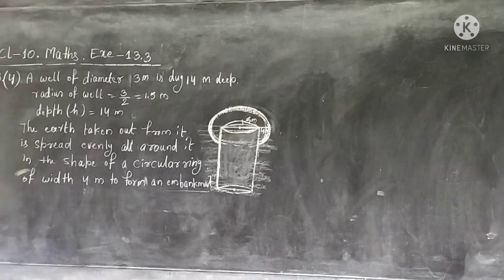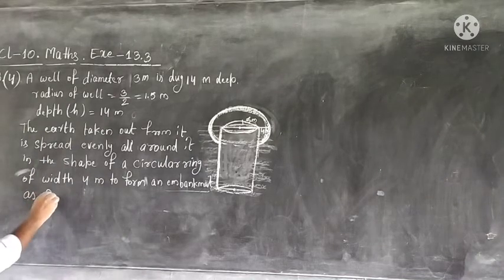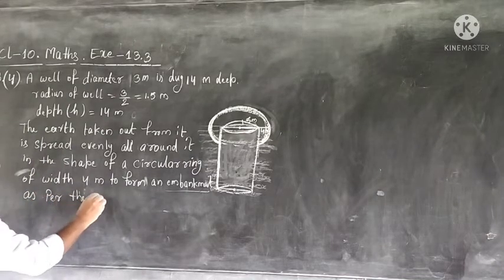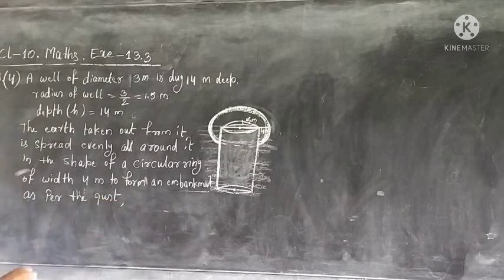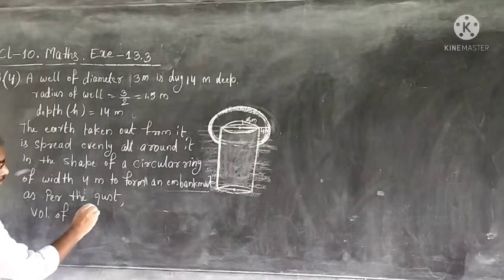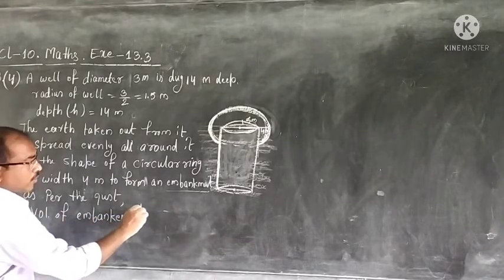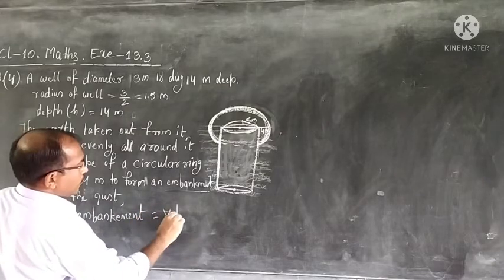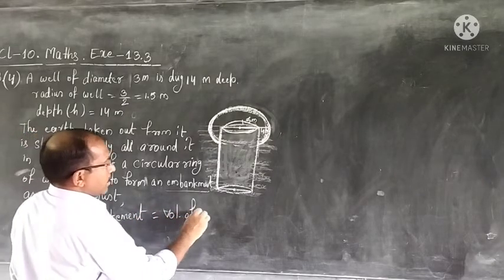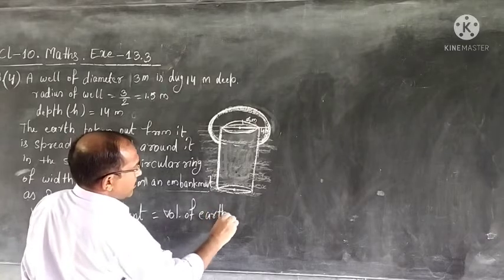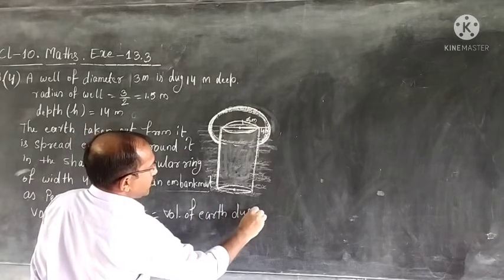As per the question, volume of embankment will be equal to volume of earth dug out from the well.